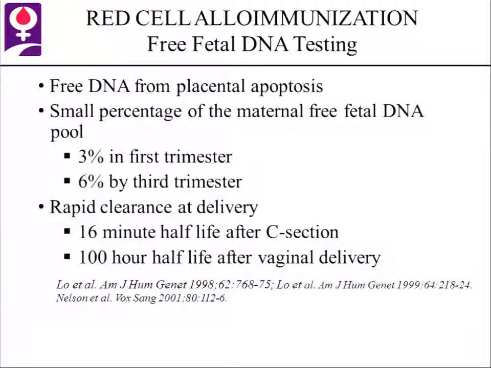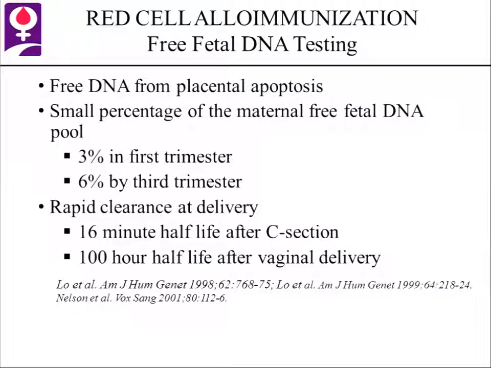So free DNA has hit our market, and mostly for Down syndrome screening, but the first free DNA testing was done in D by Professor Lo in Oxford. We now know it comes from placental apoptosis, so the placenta sheds DNA into the maternal system. We're not sure why it's there, but it clearly is present. As much as 3% of the free DNA pool of a pregnant woman is fetal in the first trimester and up to 6% by the third trimester. And the reason we know it comes from the placenta is it clears very rapidly after birth.